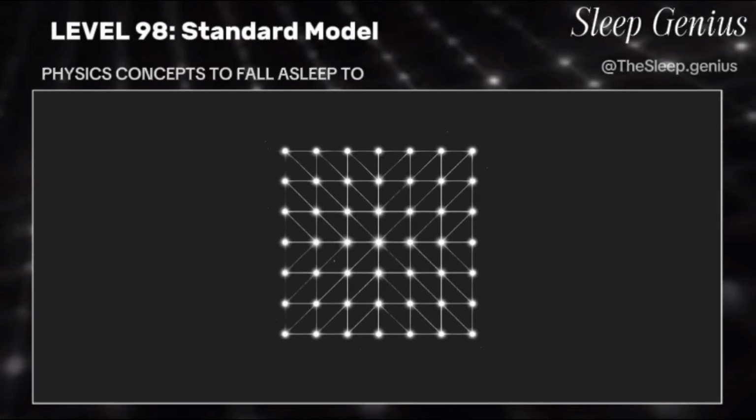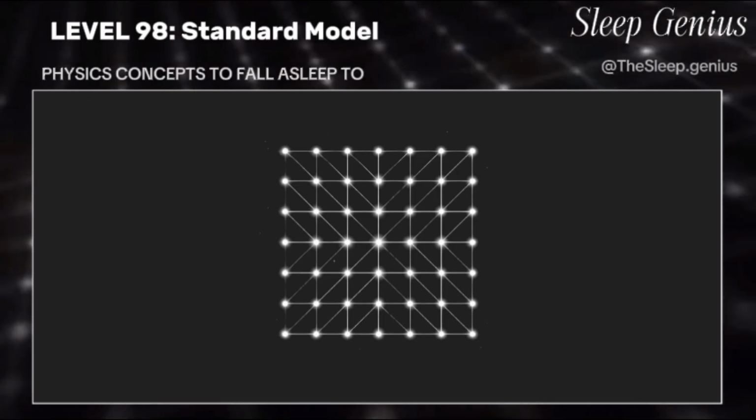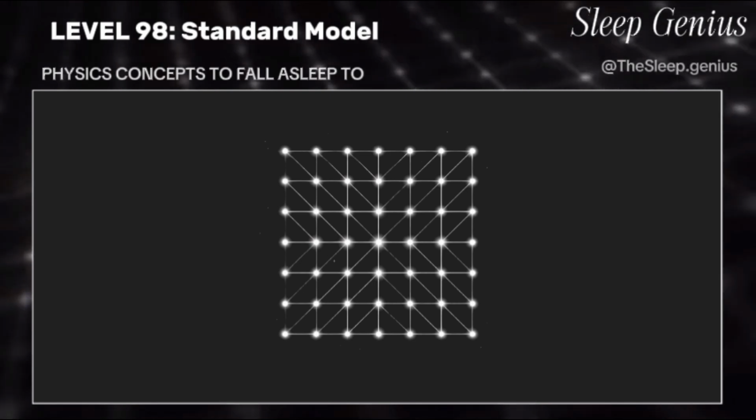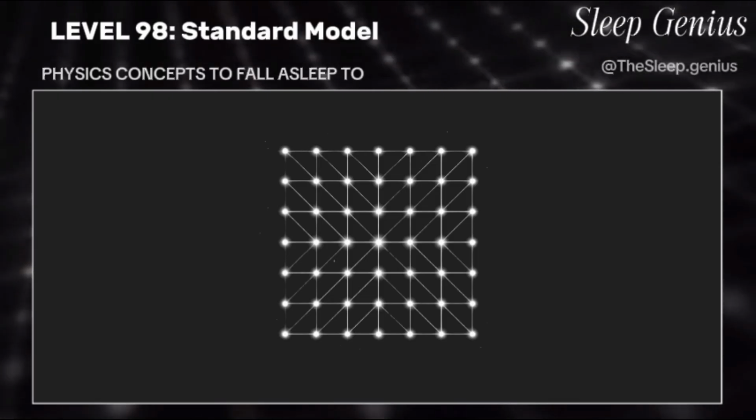The Standard Model is the framework that explains the building blocks of matter and the forces that act between them. It focuses on particles like quarks, electrons, and neutrinos, along with forces such as electromagnetism, the weak force, and the strong force. This model moves beyond everyday experience by showing that everything around us is made of tiny, invisible particles and interactions that follow strict rules.